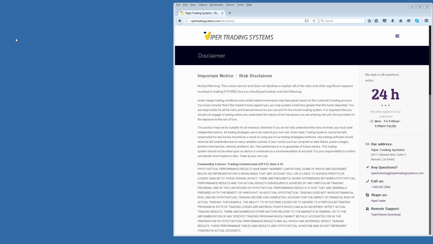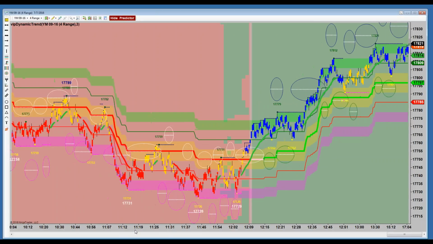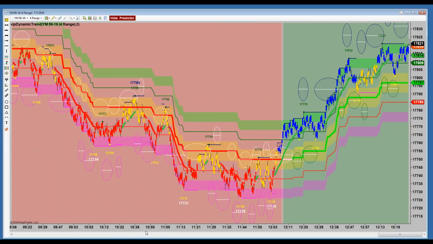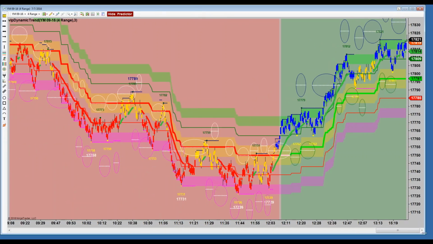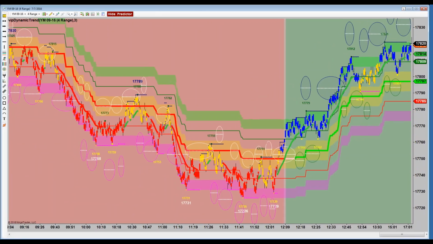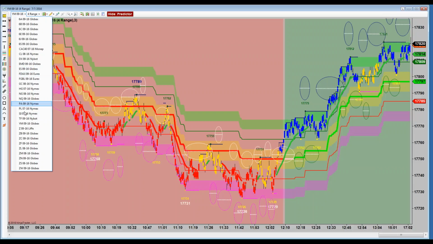Let me get everybody oriented before we get too deep into the heart of the matter, because I see we have quite a few new folks and some visitors here. So let's take a couple of seconds to talk about some of the basics so that we're all on the same page. What you're looking at here is the E-mini Dow. It's called YM, and we're trading the September contract.